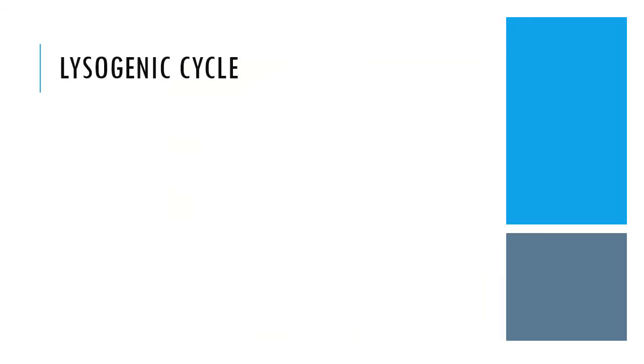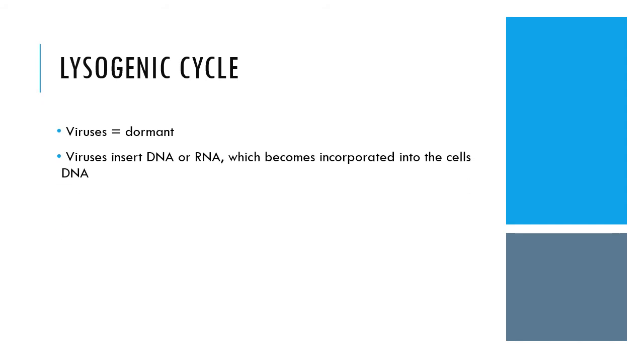Now let's take a look at the lysogenic cycle. In the lysogenic cycle, viruses are dormant. So viruses insert DNA or RNA, which becomes incorporated into the cell's DNA. So it kind of lays hidden there. Those cells containing viral DNA can then be replicated. And the cell goes around carrying on its normal functions, but it has that hidden viral DNA. And every now and then that viral DNA can break free and start becoming a virus again. And then you get like an outbreak or a flare.